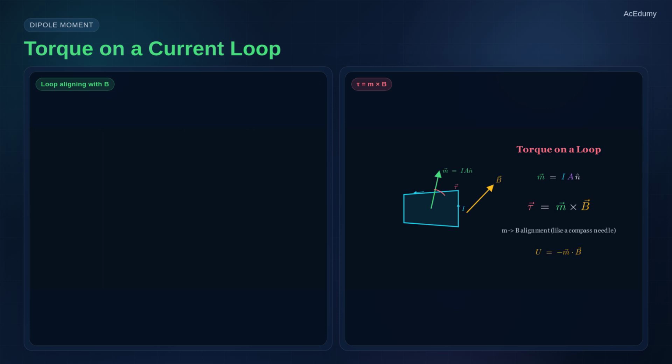Same structure as the force law, just with m instead of Qv. The cross product tells us where the loop wants to settle. If m is parallel to B, the torque is zero and the loop is at rest. If m is perpendicular to B, the torque is maximum and the loop rotates to align. Exactly like a compass needle settling in the Earth's field. The associated potential energy is U equals minus m dotted with B, minimum when aligned, maximum when anti-aligned.